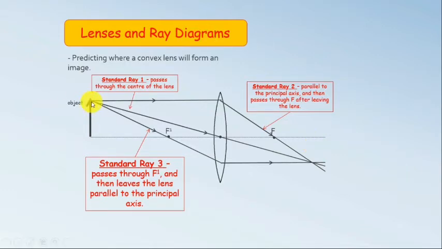So the first one, all of them from the top of the object, we draw them. Number one, the first ray, parallel, then it refracts and bends and enters the principal focus. The second one moves straight without any bending, without any refraction, until it reaches the second side of the lens. The third one passes through the principal focus, then after that, it refracts and bends parallel to the principal axis.